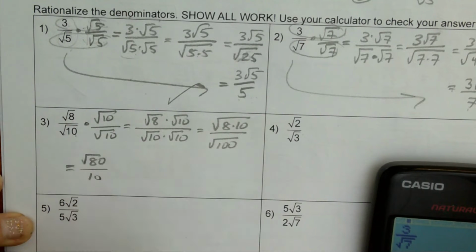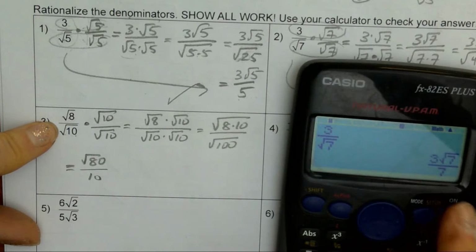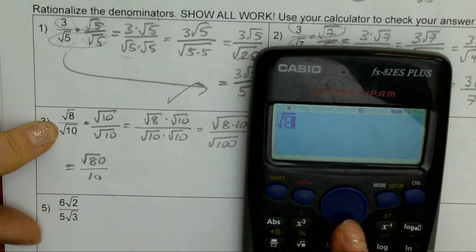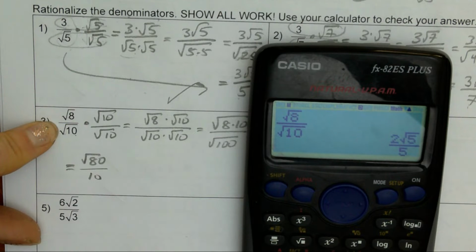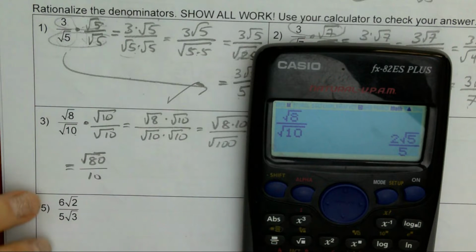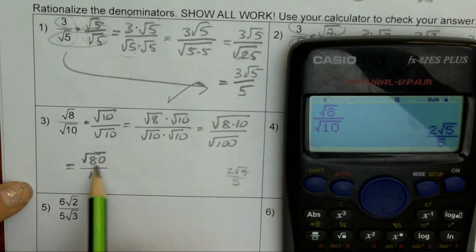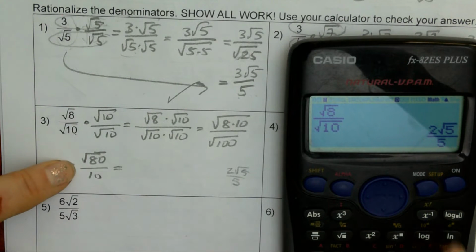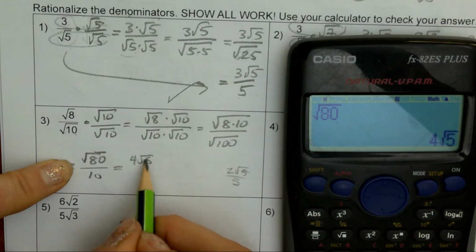Now let's check. Let's see if we're done. Root 8 over root 10. Not the same. So remember, sometimes it's not that you're wrong, it's that maybe we're not finished. So 80 is kind of big. Let's see if we can simplify root 80. Yes, 4 root 5 over 10.